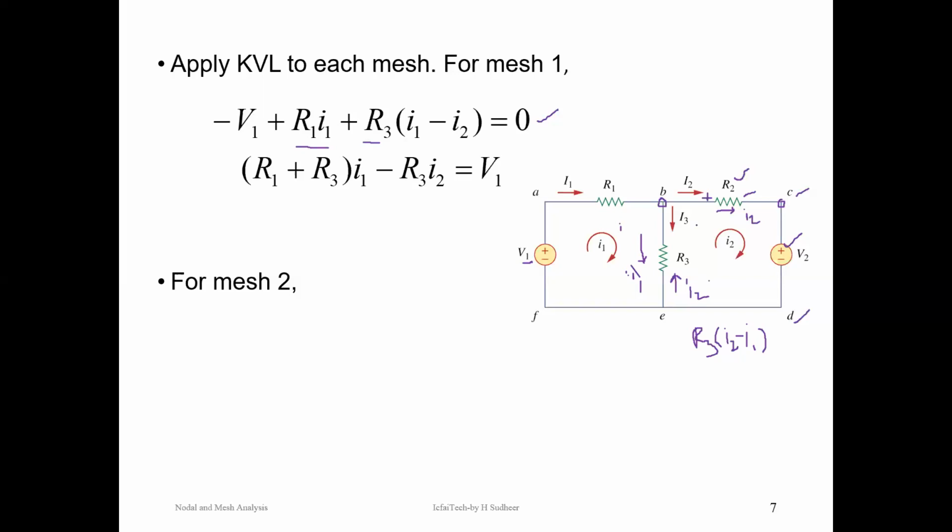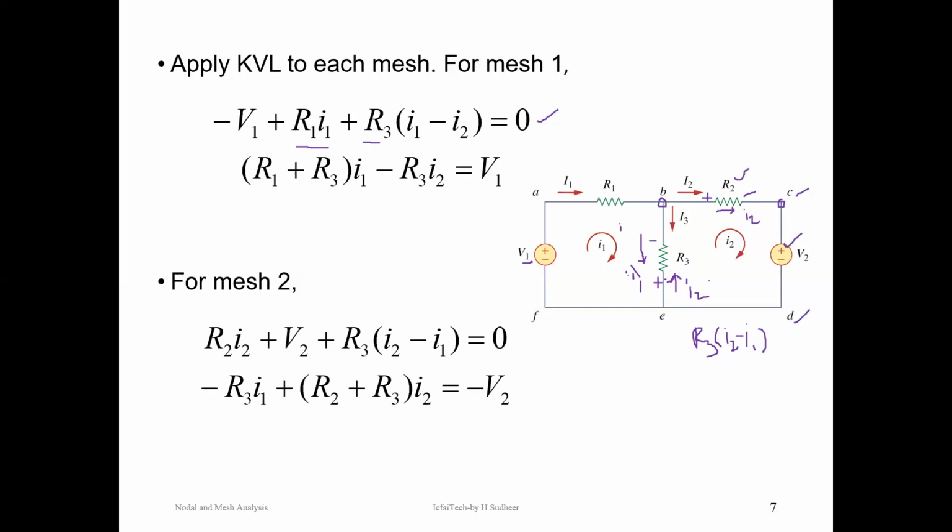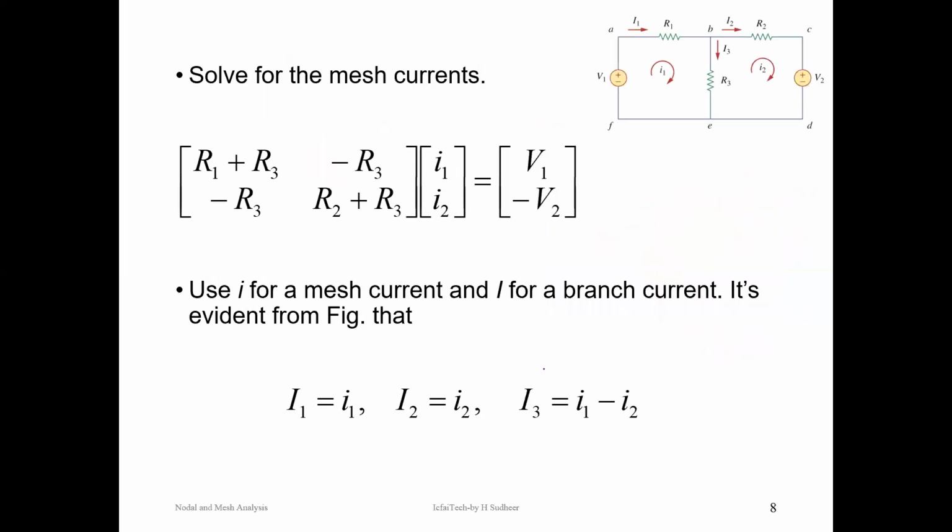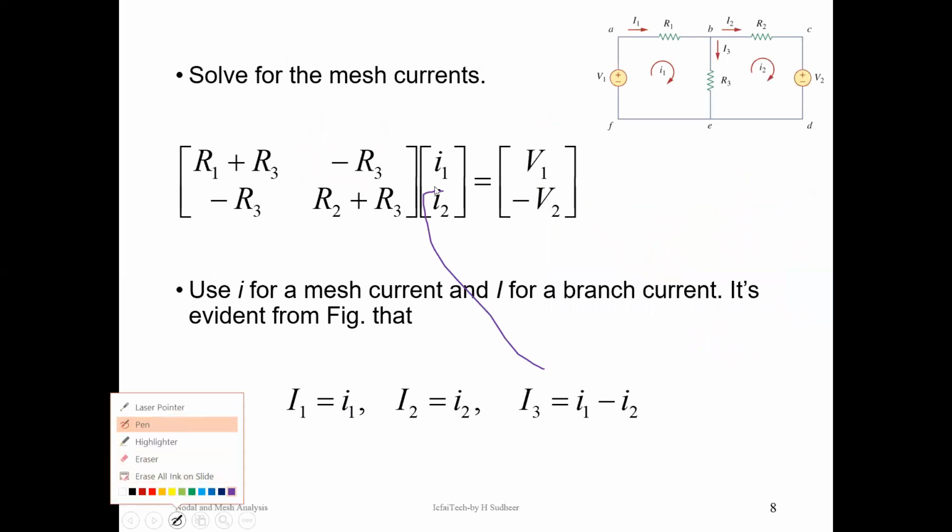So if you apply KVL, it is plus I2 R2 plus V2, and we'll assume this is plus and this is minus. The resultant current is I2 minus I1 into R3. So R2 I2 plus V2 plus R3, that is the common branch, into I2 minus I1 is equal to 0. If you simplify this, you can rewrite the equation in a standard form. Now, if you carefully observe the first equation and second equation, we can represent these equations in a matrix form.